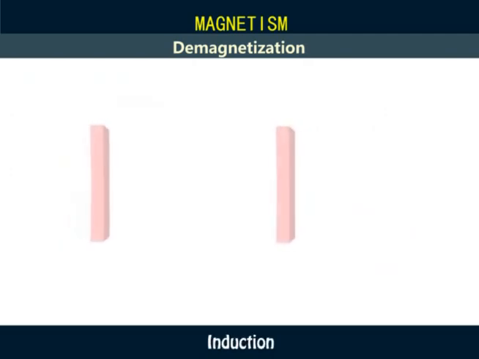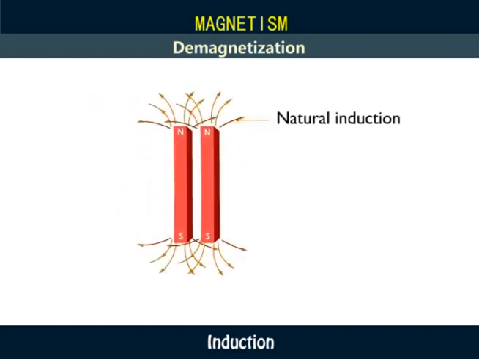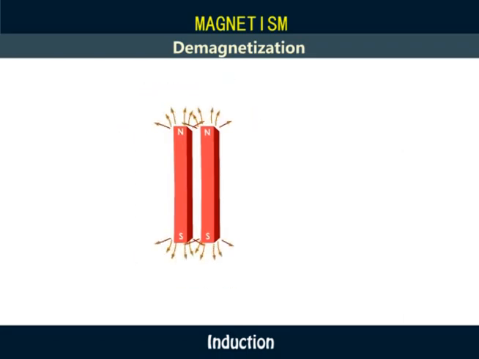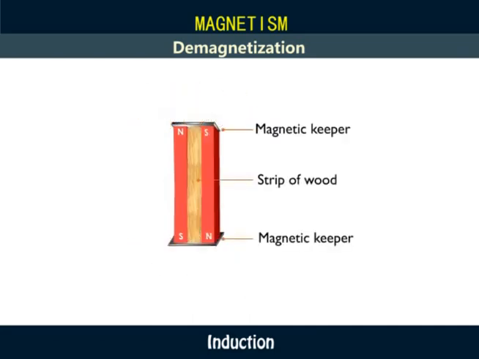If 2 magnets are placed side by side with similar poles together, each induces opposite polarity in the other. As a result, the magnets lose their magnetism. To avoid this self-demagnetization, the magnets are placed in pairs side by side with their unlike poles together as shown here.